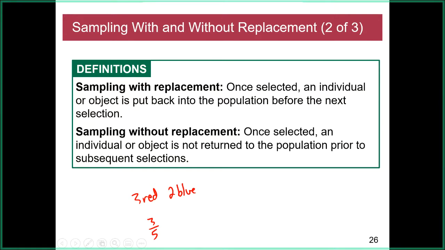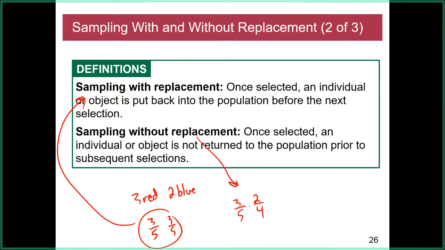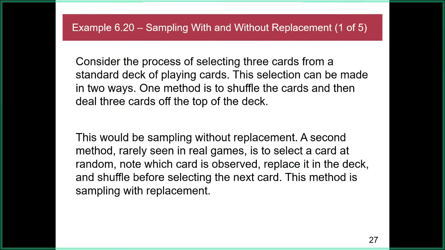The second one depends on whether I put the first one back first. If I put the first one back in and mix them up again before I draw the next one, the second one is going to be 3 out of 5. This would be with replacement. Without replacement, the first one would be 3 out of 5, but for the second one, now there's only 2 red, and only 4 total marbles. So now that would be 2 out of 4. So without replacement, you draw the first one, you record it, and you set it aside. You do not put it back in the population before you draw again.